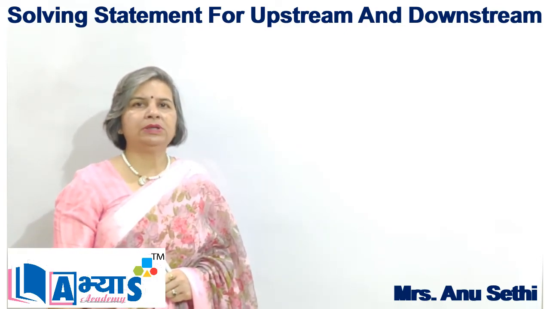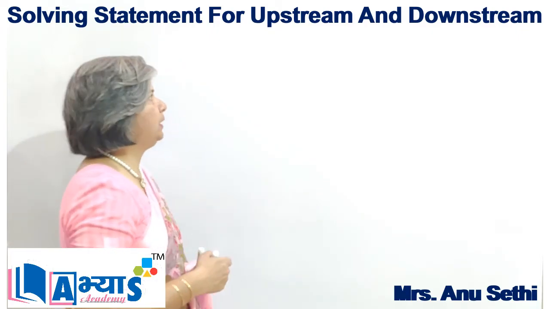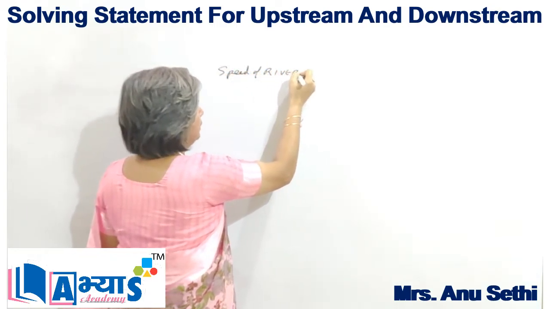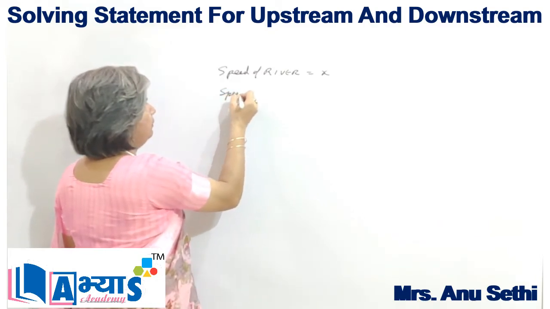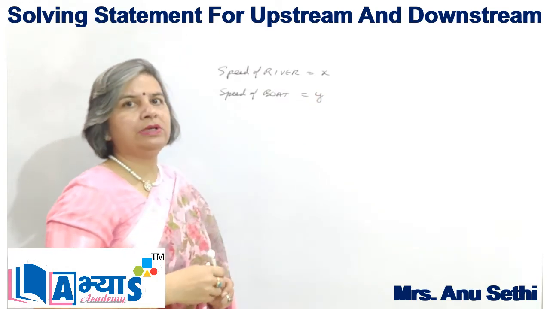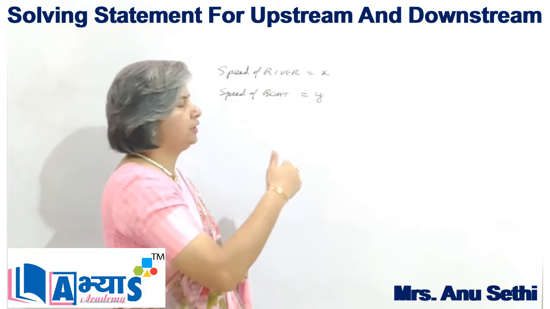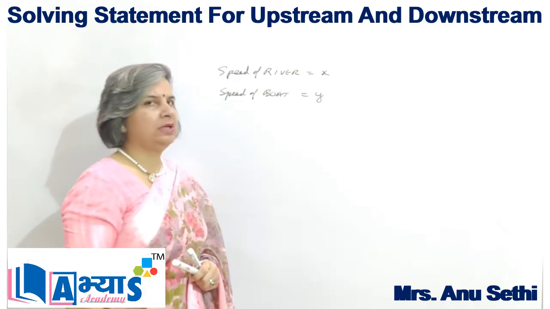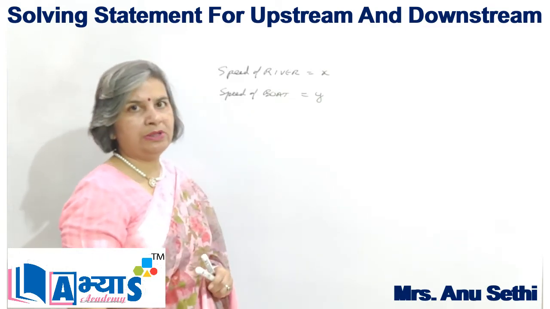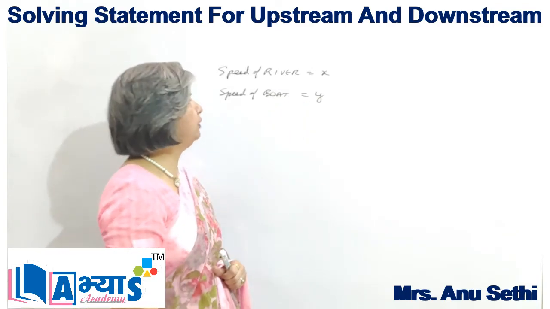But if the boat is going in the upstream direction, that means against the flow of the river. That means if the speed of the river is x and the speed of boat is y, as we say that we are going upstream, that means the boat is going against the flow of the river. That means the river is pushing the boat down and the boat is still moving in the upward direction. That means the resultant speed is in the upward direction. So we can say the speed of the boat should be greater than the speed of the river.